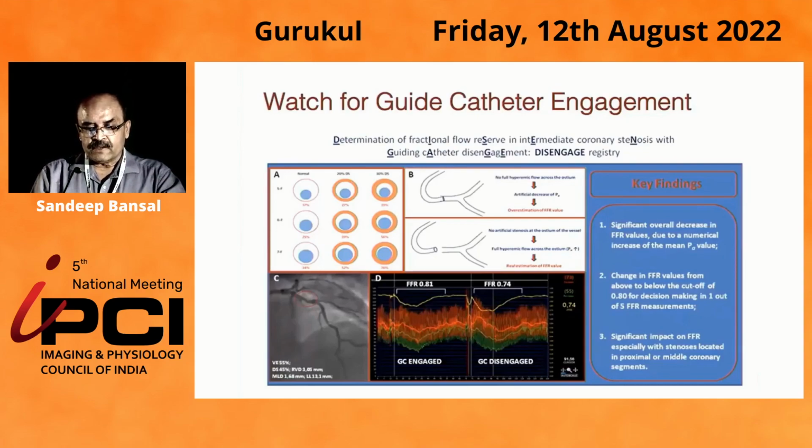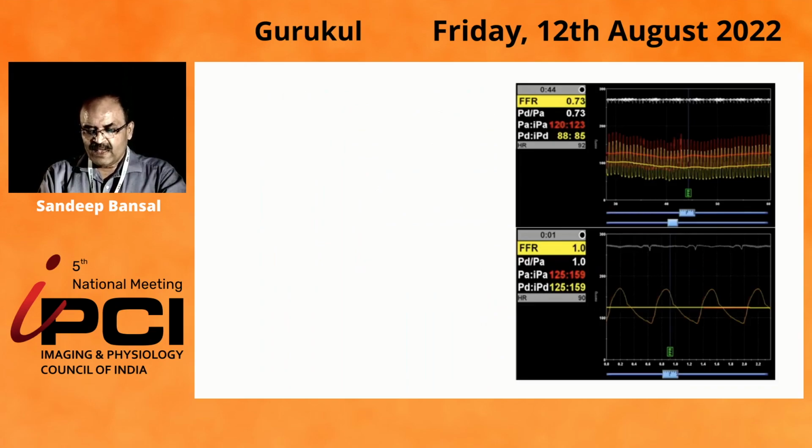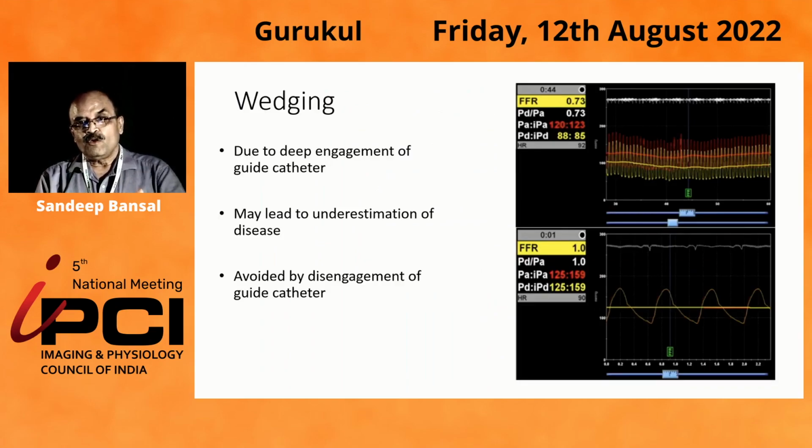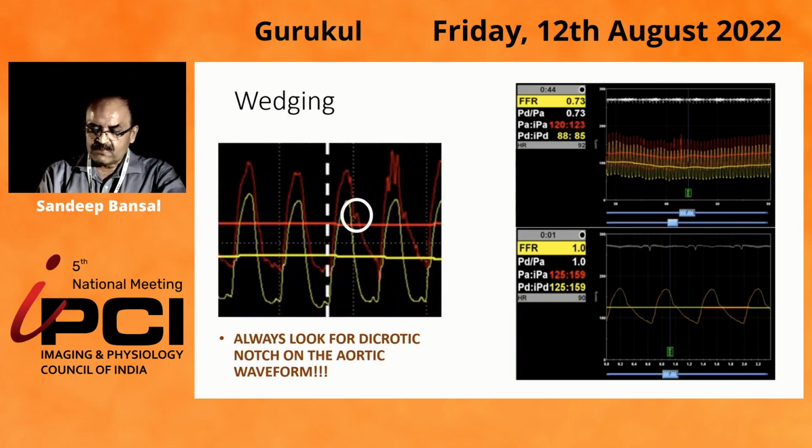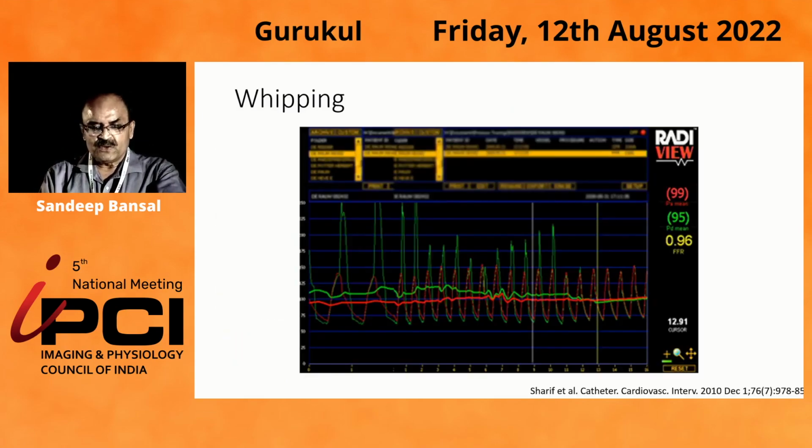Now, if we find that our guiding catheter is deeply wedged, then we need to pull out the guiding catheter, disengage it, and check it again. Again, to highlight, wedging of the guiding catheter is one major source of false readings, and that must be taken care of. This can be made out by whether the dicrotic notch is present or not. Sometimes there is a whipping movement of the wire, and that can also give us a false value.